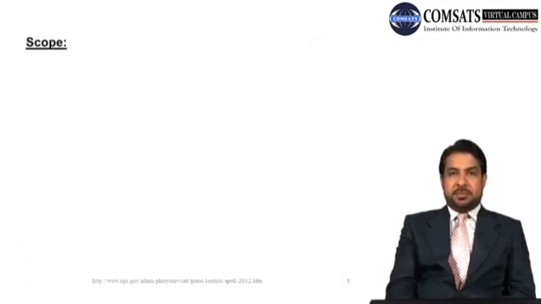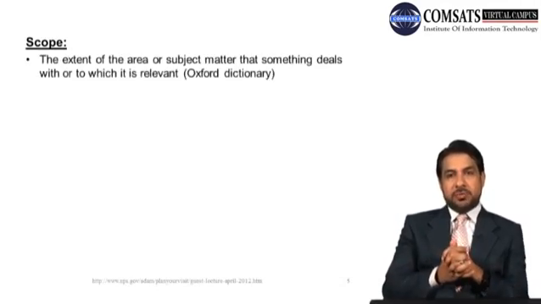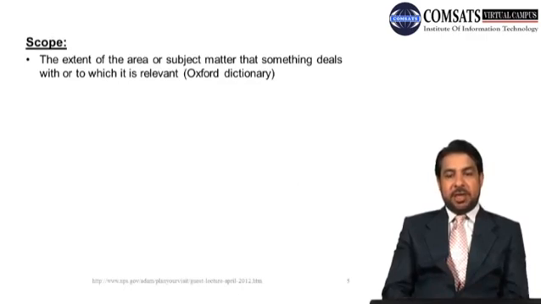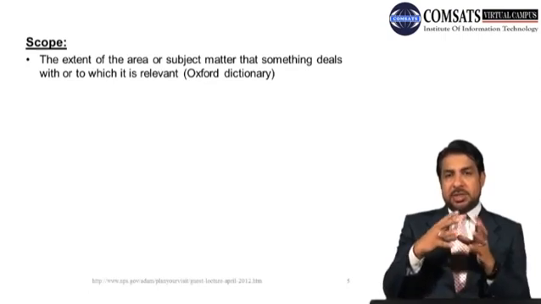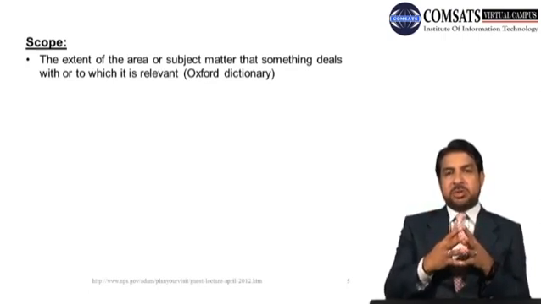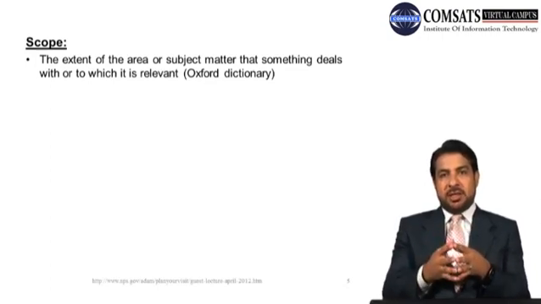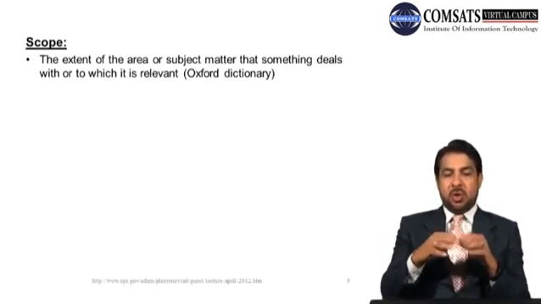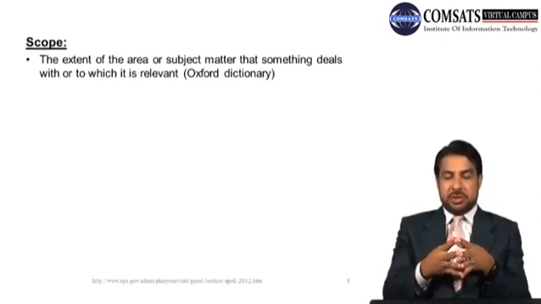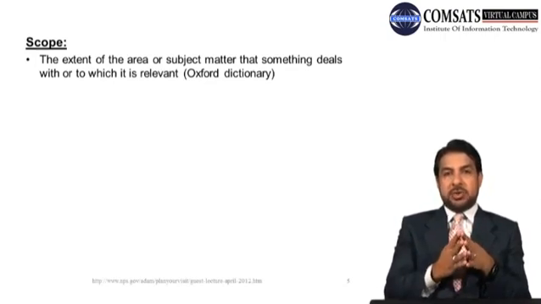The scope of IR. Let's see what we mean by scope. According to the Oxford Dictionary, scope is the extent of the area or subject matter that something deals with or to which it is relevant. Scope से मुराद एक जो डिसिप्लिन है उसके दायरे अख्तियार में कौन कौन सी चीज़ें आती हैं, कौन से मज़ामीन आते हैं, कौन से डोमेन्स आते हैं, कहाँ कहाँ पे आप उसको अप्लाई कर सकते हैं. So all these areas, all these domains in which you can apply international relations, and those areas are also relevant, would be called the scope.